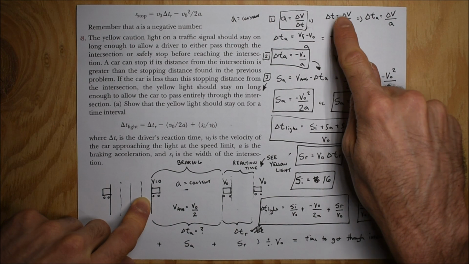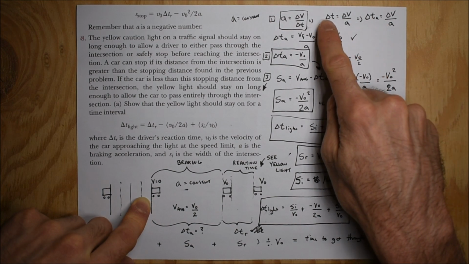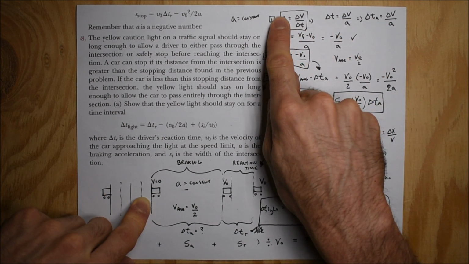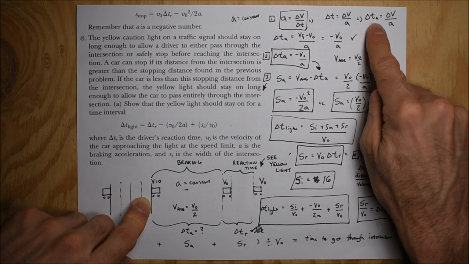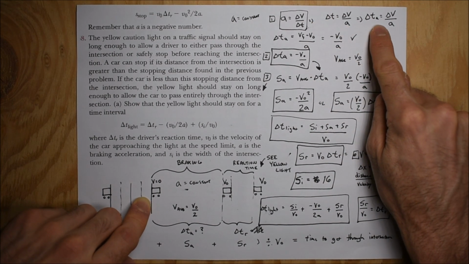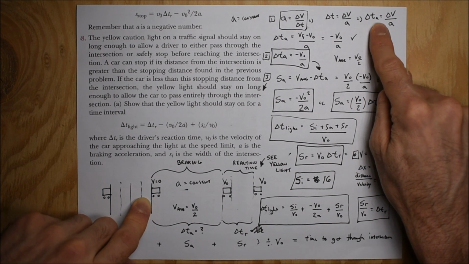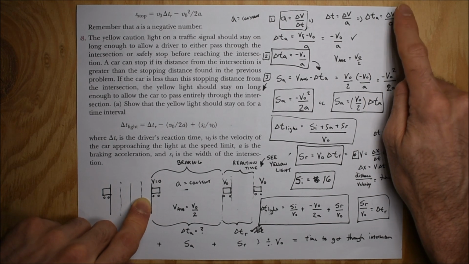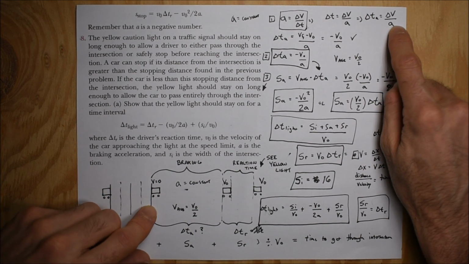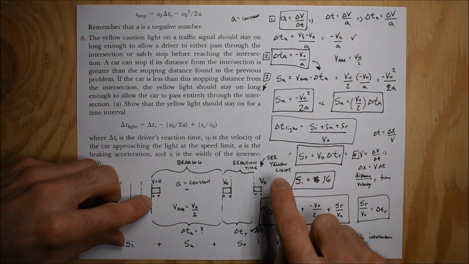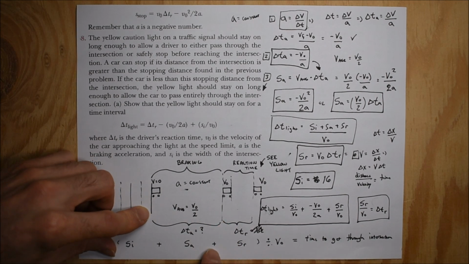So we're going to rearrange this to get our change in time. Change in time goes up there, acceleration comes down. That's what I did there. And then we're just going to call it change in time for braking. Perfect. So change in time for the braking part is going to be your change in velocity divided by the acceleration.